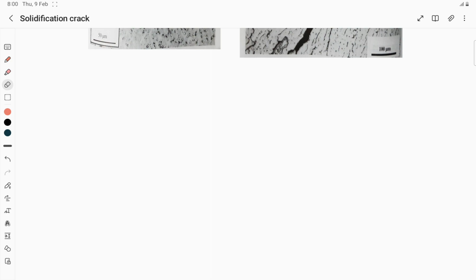Okay. So in the last video related to the type of defects in weld, we have seen that the first important defect is crack. So in crack, we have seen two categories, rather three categories. One is hot crack, cold crack, and then we have seen lamellar tearing. The solidification crack, which we are going to discuss, comes under the category of hot crack.